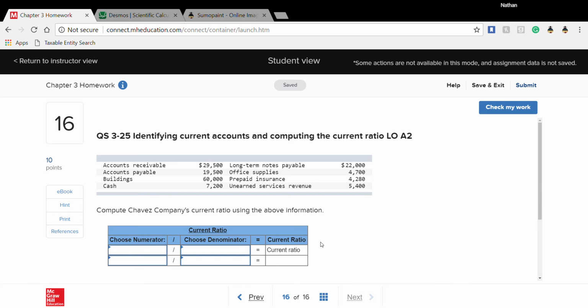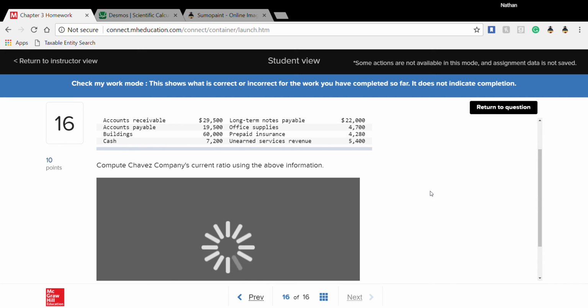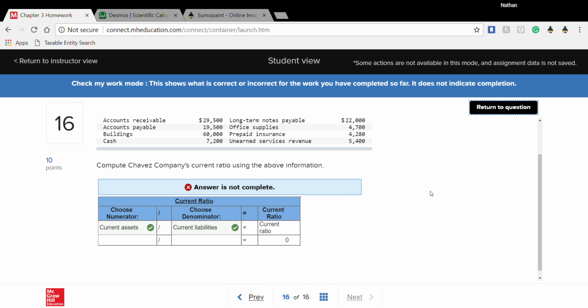Again, first thing we gotta do is do the formula, which, if I remember right, again from your notes, and again if you want to use the hint, it's all about currents. So it should be current assets divided by current liabilities. Let's check my work. Yep, cool. Again, if you happen to switch them, just switch them back. Current assets divided by current liabilities. Again, we want to make sure our liabilities can divide into our assets.